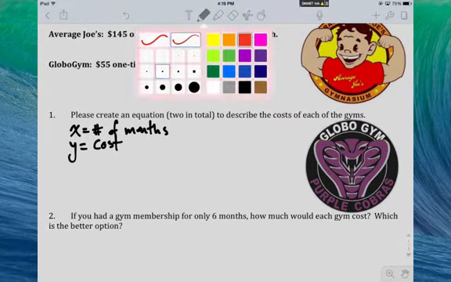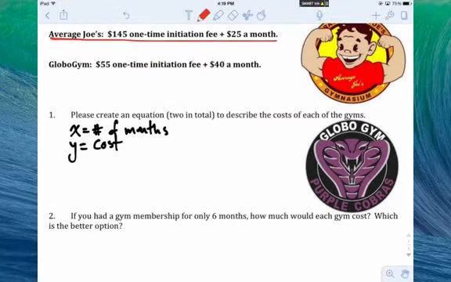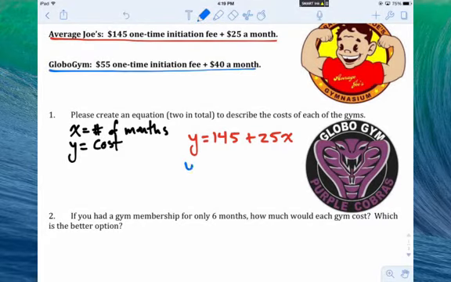Okay, so for Average Joe's, which we are going to do in red, I think our equation would be, well, the cost, quote unquote, starts at $145, right? That's your initiation fee when x is 0, when it's been no months yet. And then you pay $25 a month, 25 times x, the number of months. For Globo Gym, which we will do in blue, the one-time initiation fee is a little smaller. It's just $55. But you do pay a little bit more each month. You pay $40 every month, so plus 40 times x.